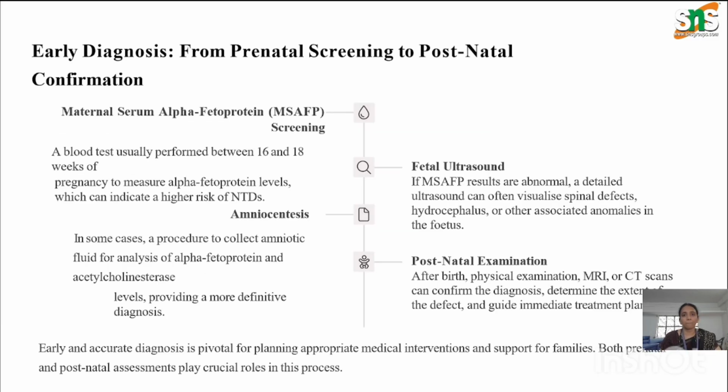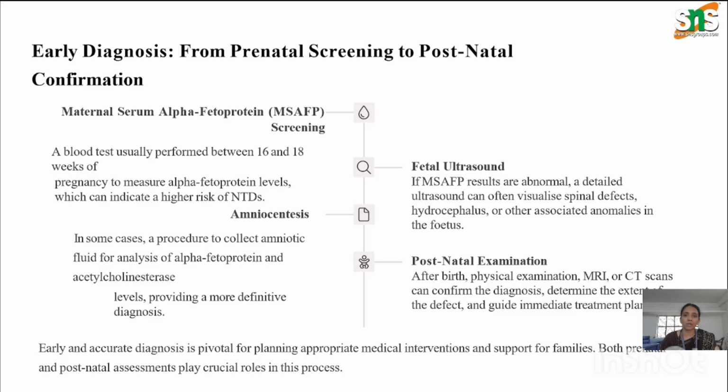Early diagnosis, from prenatal screening to postnatal confirmation. MSAFP, that is maternal serum alpha fetoprotein, is usually screened between 16 and 18 weeks of pregnancy to measure the alpha fetoprotein level, which indicates a higher risk for neurodevelopmental defects.